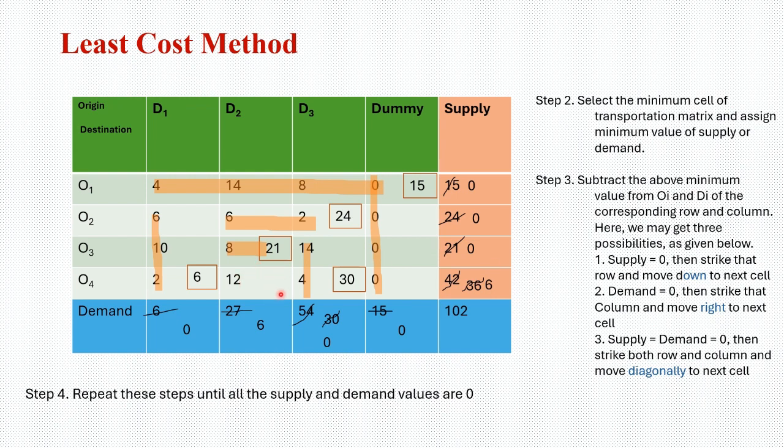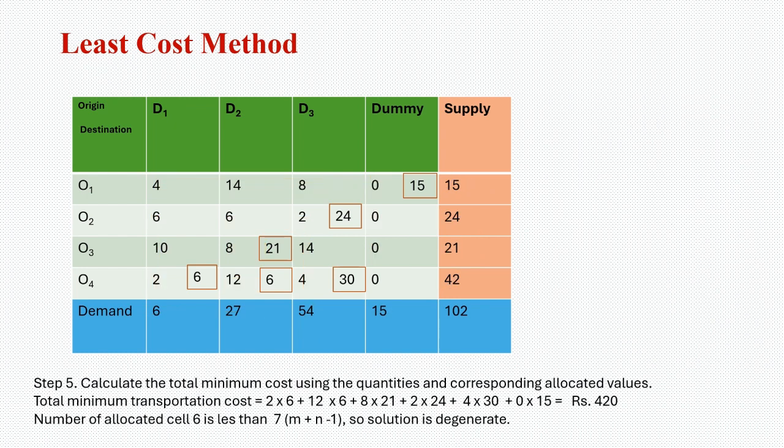Next step is to calculate the minimum feasible transportation cost. These are quantities and these are allocated values. Calculate the total minimum cost of transportation by adding the product of the above values. Total minimum transportation cost is equal to 2 times 6 plus 12 times 6 plus 8 times 21 plus 2 times 24 plus 4 times 30 plus 0 times 15, which is equal to 420 rupees. The number of allocated cells is 6, which is less than m plus n minus 1, which is 7, so the solution is degenerate.